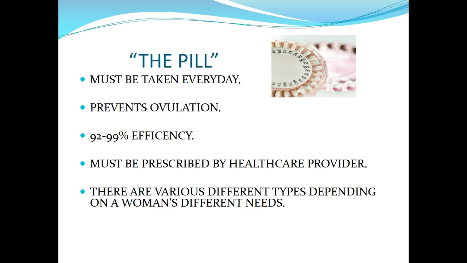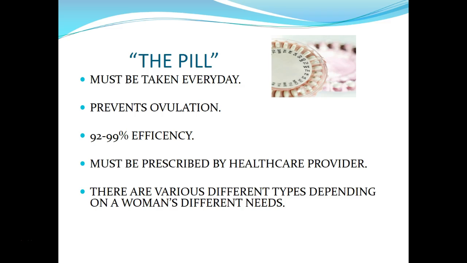When we're talking about the different types of the pill, there are combined pills and there are progestin-only pills. And combined pills work by inhibiting an ovum release. It creates an atrophic endometrium, which means that it does not allow the endometrial lining of the uterus to lend itself favorably to implantation by a fertilized egg. It helps maintain thick cervical mucus.